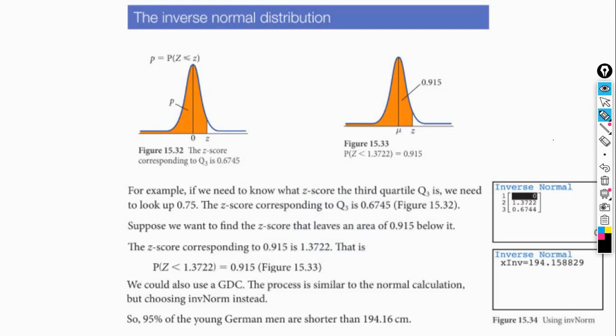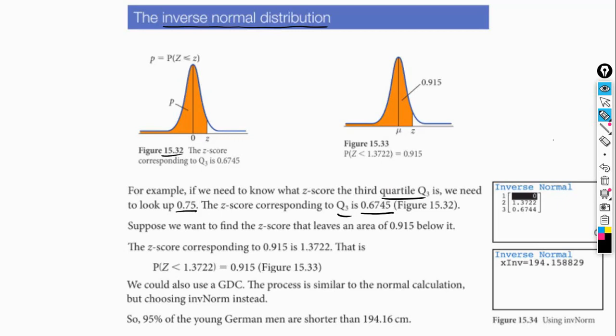Another type of problem arises when we're given a cumulative probability and would like to find the value in our data that has this cumulative probability. This is what is called the inverse normal distribution. For example, if we need to know what the z-score in the third quartile is, we need to look up 0.75, and the z-score corresponding to quartile 3 is 0.6745. You can see this in figure 15.32.